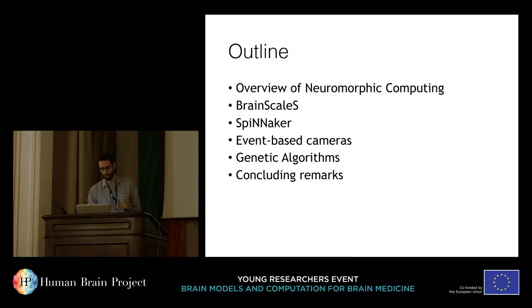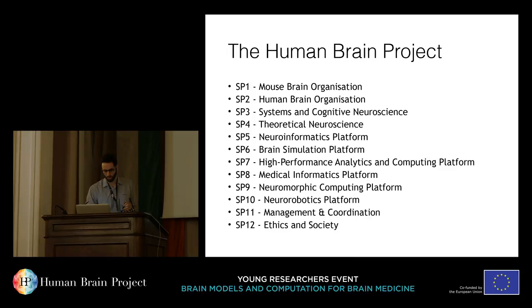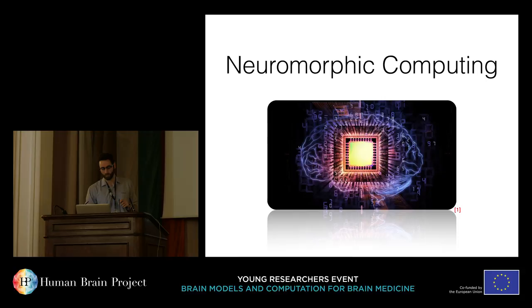So as has been mentioned, there are many sub-projects of the Human Brain Project, and I am surprisingly part of the neuromorphic computing platform, SP9. So a good place to start is to explain what neuromorphic computing actually is. In a very basic sense, it's just producing computers which are like brains. So it's taking the dynamics and the way neurons and neurotransmitters interact and trying to take that computational power and put it into hardware for various uses.